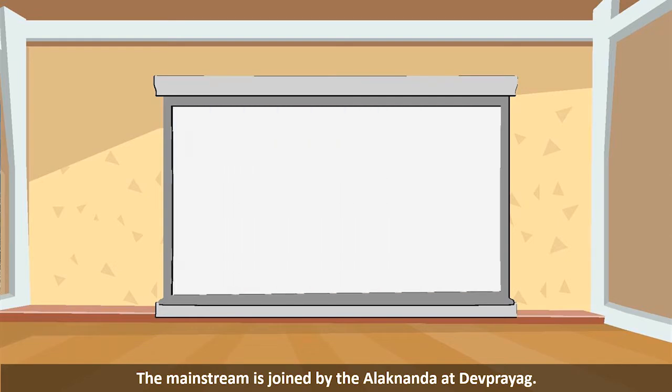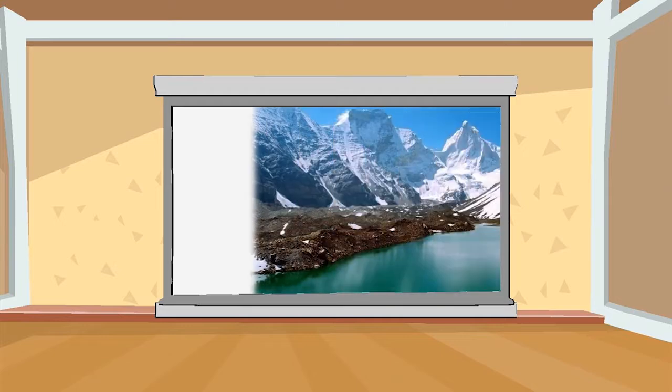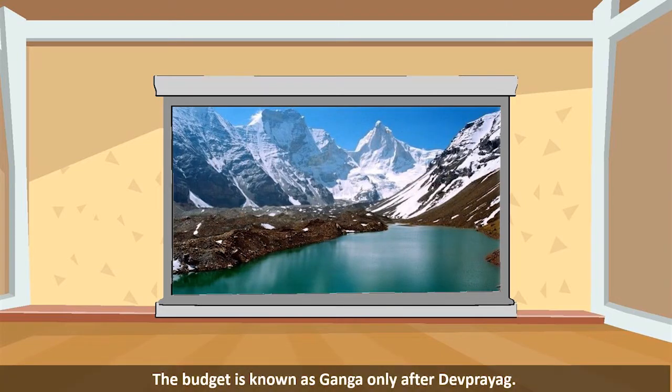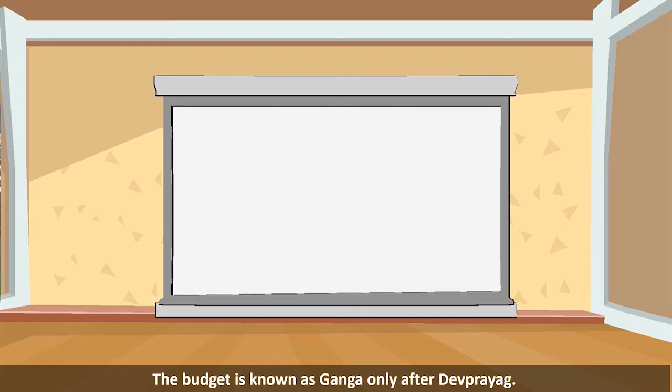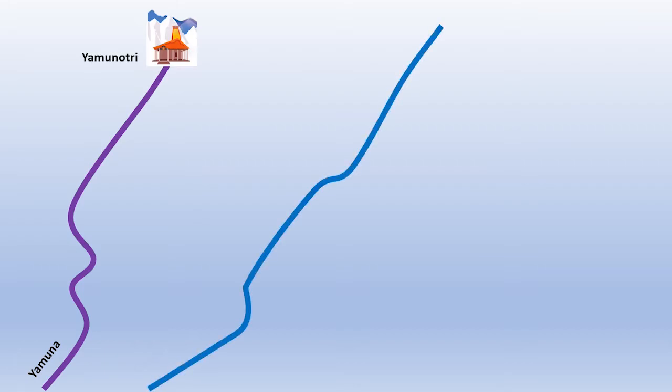At the origin, it is called Bhagirathi. Later, at Devprayag, the main stream of this river, Alaknanda, joins the river. The Bhagirathi river gets its name Ganga after reaching Devprayag. This river then flows to Haridwar.